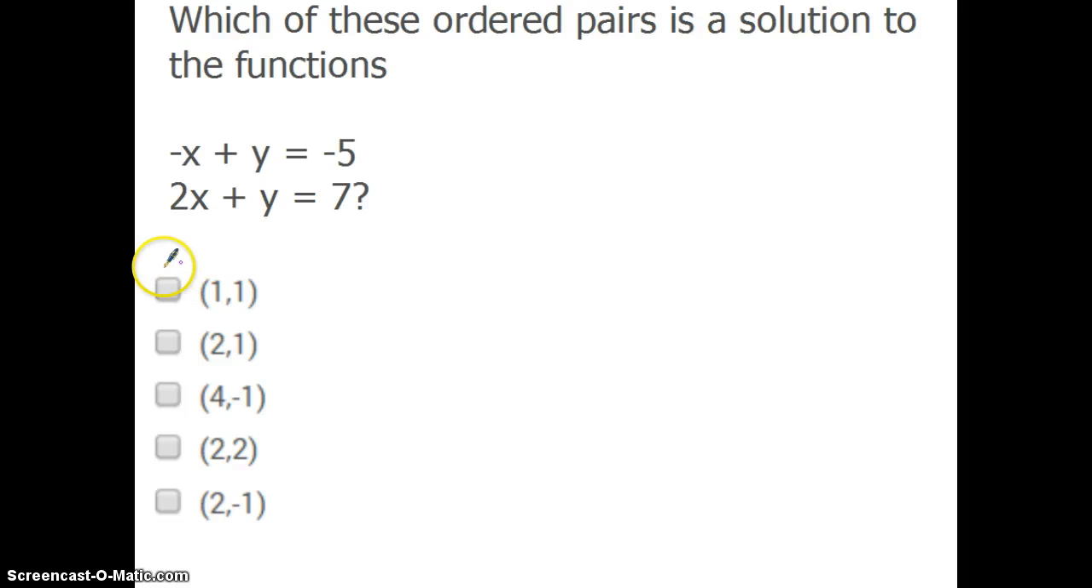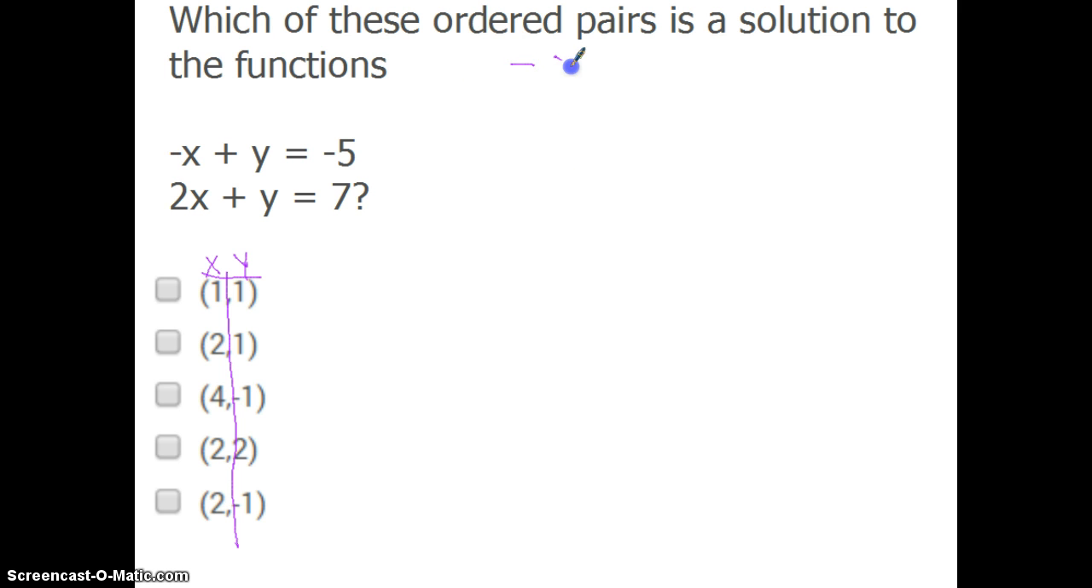And now I'm going to be evaluating both x and y. It says, which of these ordered pairs is a solution to the functions negative x plus y equals negative 5 and 2 times x plus y equals 7. Now, the only thing that I really have to worry about here is the fact that I have both x and y values. So I have to be concerned that the x makes this work and the y makes this work. You can choose which one of these you think is going to be easier. This one doesn't have the coefficient, but it does have the negative. It's really up to you.